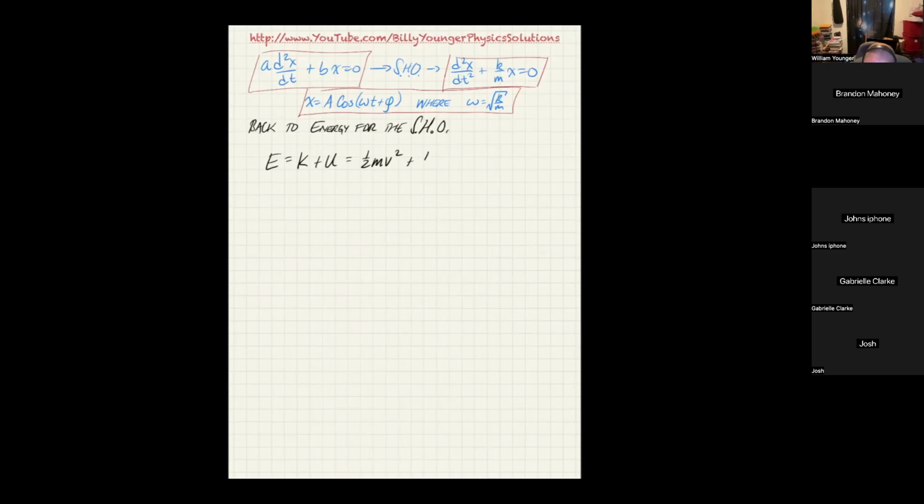And the potential energy is 1/2 kx squared, where x is a function of t. You can see that x is that function up there. And you can also see that v, which is dx/dt, is equal to negative omega a sine omega t plus phi. So you can see that this little quantity out here is actually v max.